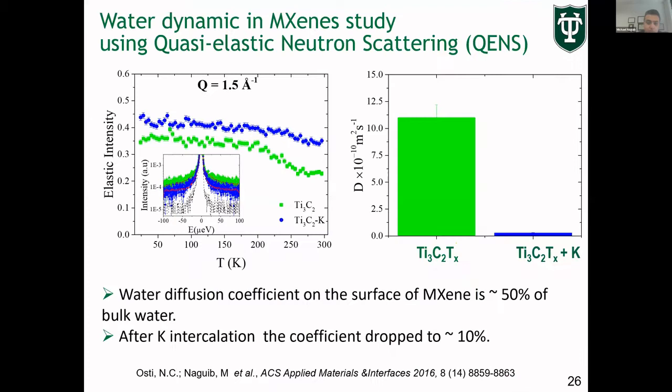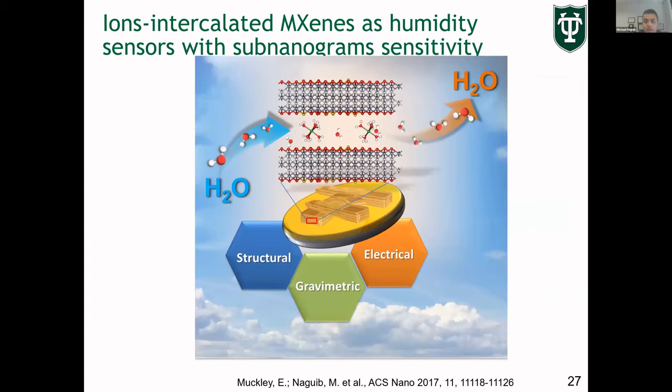What about the dynamics? We looked at it using quasi-elastic neutron scattering and found that the water diffusion coefficient when you have potassium intercalated in MXene is about 10% of that of bulk water, compared to 50% when you don't have potassium. In all cases, 5% of bulk water is significant diffusion. So water can diffuse in and out of the structure very easily in these systems. With all these qualities, water diffusing in and out very easily, a significant change in conductivity with a small amount of water, and a significant change in the d-spacing with a small amount of water, this suggests this material can be used for sensing.